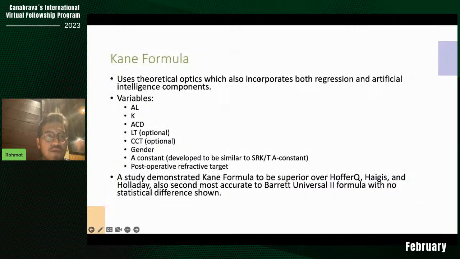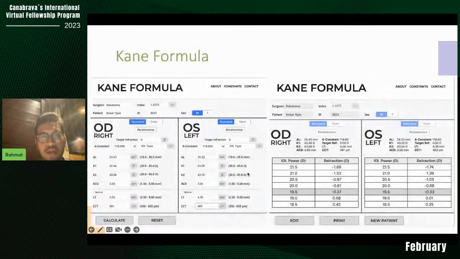The next one is the Kane formula. It uses theoretical optics, and also incorporates both regression and artificial intelligence components. So the Kane formula is improving the database for IOL measurement. And a study demonstrated the Kane formula to be superior over Hoffer Q, Haigis, and Holladay, and also second most accurate to Barrett Universal 2 formula, with no statistical difference shown. And the Kane formula is also available online. It can be accessible to everyone.